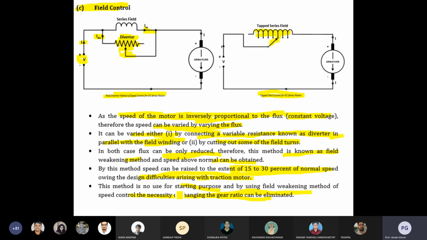It is just providing you some gain value based on the diameter and number of teeth. Based on that, you can control or fix the speed.